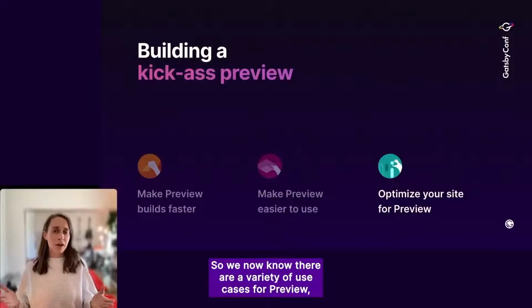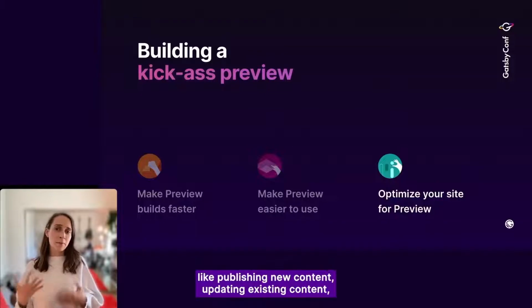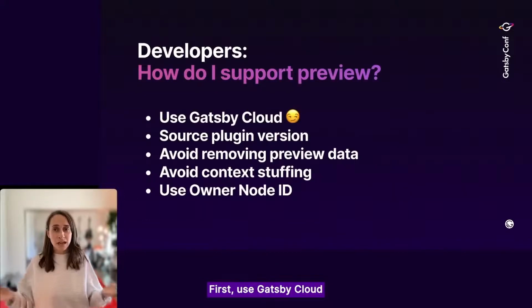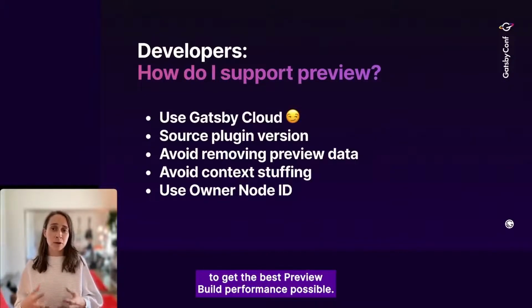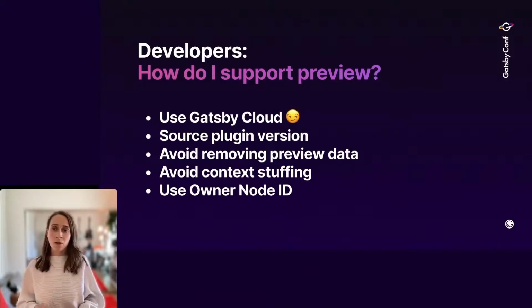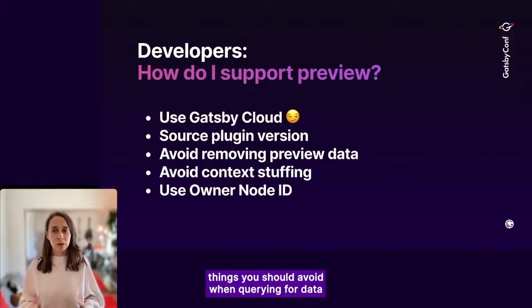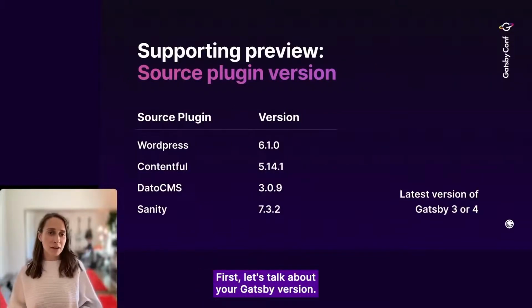So we now know there are a variety of use cases for preview, like publishing new content, updating existing content, viewing nested content. But there are some additional ways in which you can optimize your experience with a few best practices. First, use Gatsby Cloud to get the best preview build performance possible. We're also going to talk about things like your source plugin version, things you should avoid when querying for data to optimize that preview experience, and using the Owner Node ID API for customization. First, let's talk about your Gatsby version.